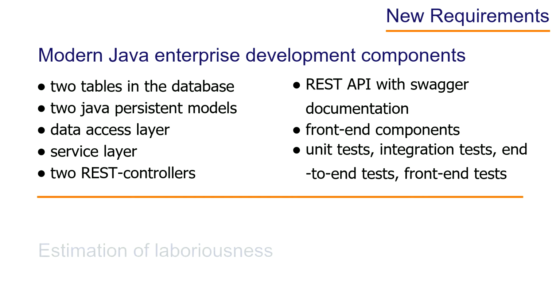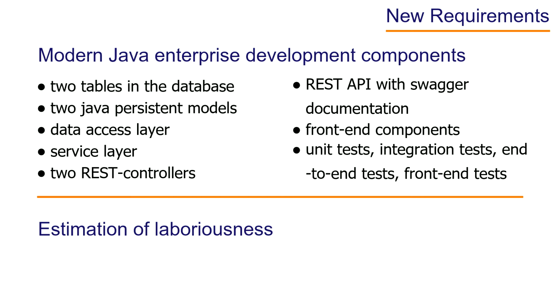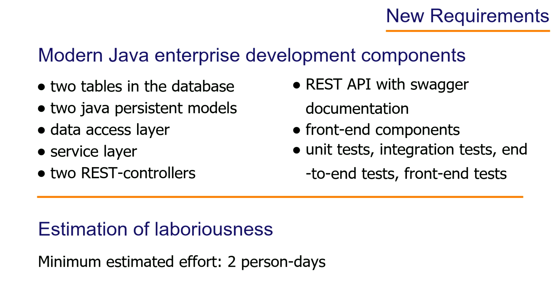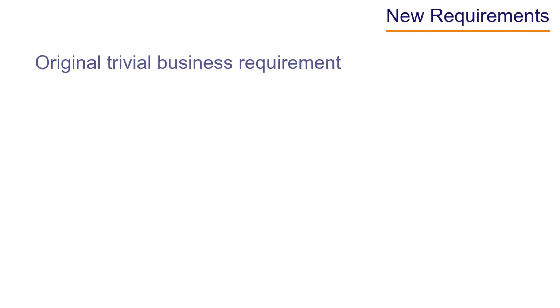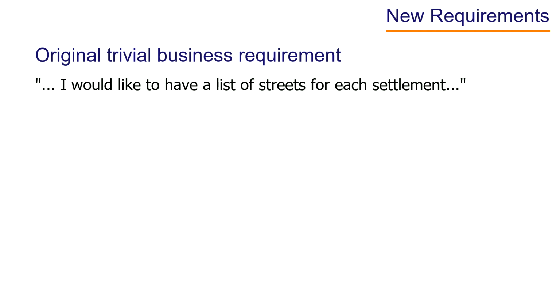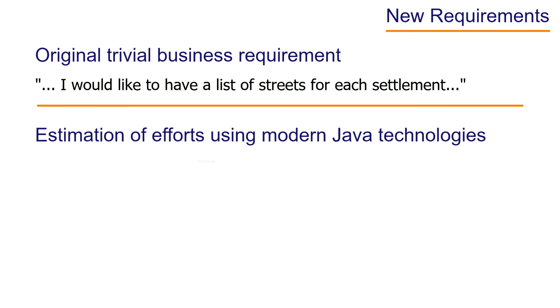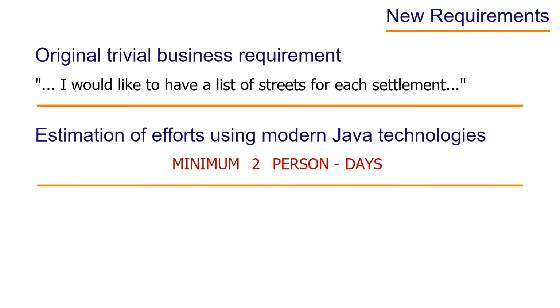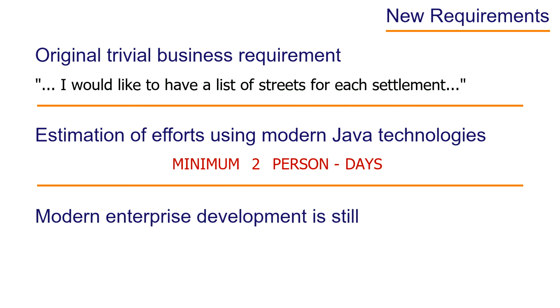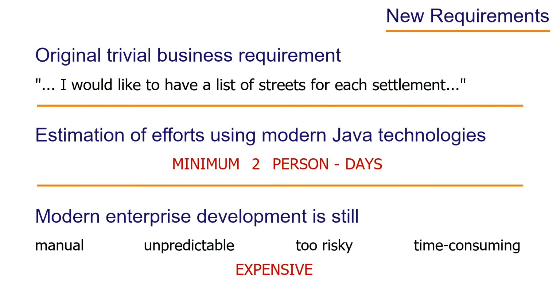I gave this task for an estimation to several of my acquainted IT project managers. The minimal estimated amount of work was 2 man-days. In the beginning, we had an elementary business requirement in one sentence, as a result of which we've come across a costly, lengthy, complicated implementation process for several days. These are the main reasons why enterprise software development is still not available for small and medium-sized business. The modern development approach is still manual, unpredictable, too risky, time-consuming, and expensive.